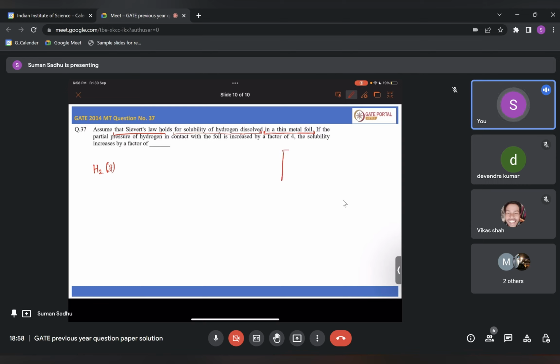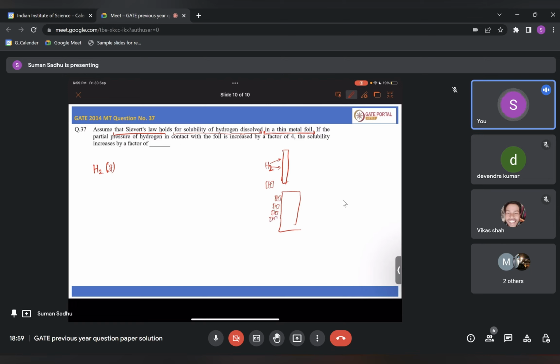Let's say this is your metal. Now it is in a hydrogen atmosphere. So how will this hydrogen get dissolved inside this metal? In the H2 form it cannot dissolve, right? It has to break into the atomic form. So first it will break into the atomic form and then it will get absorbed on the surface.